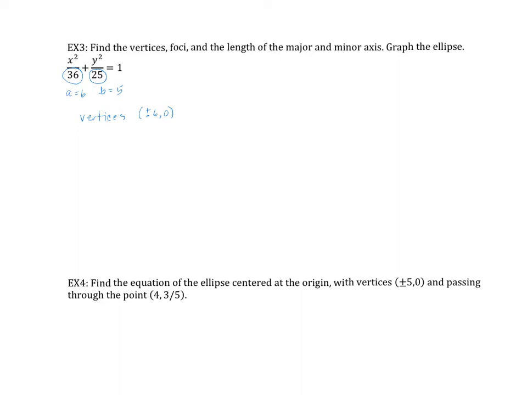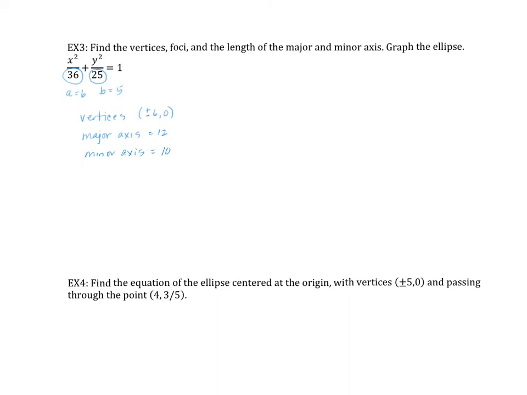And my major axis is going to be the distance between my two a values, which is 2 times a. So that's going to be 12. The minor axis, the length between your b values, is going to be 2 times b, or 10.